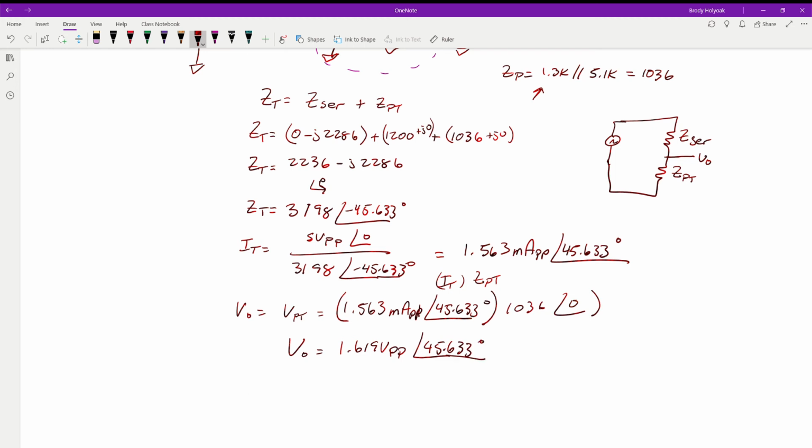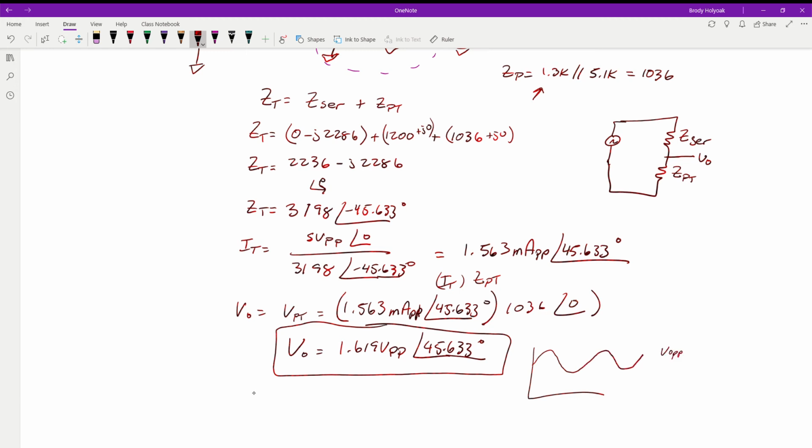Which, if you remember, at our lower critical frequency, we should be at positive 45 degrees. With a little bit of error, but generally we're going to be right around plus or minus, I'd say, 5 or 10 degrees. We're going to be right there at 45 degrees. So now this gives us the voltage out peak to peak. Remember that when we're combining AC and DC signals together, it's going to look like this. This is our V out peak to peak, and it's going to be riding on our V out DC.